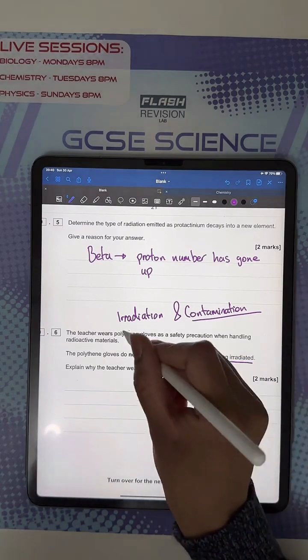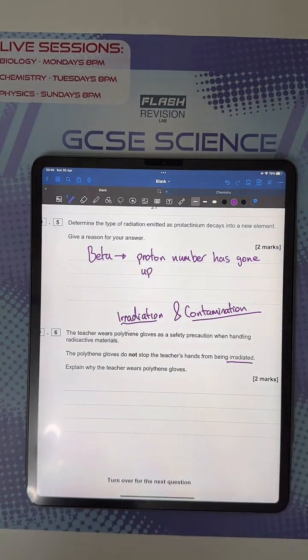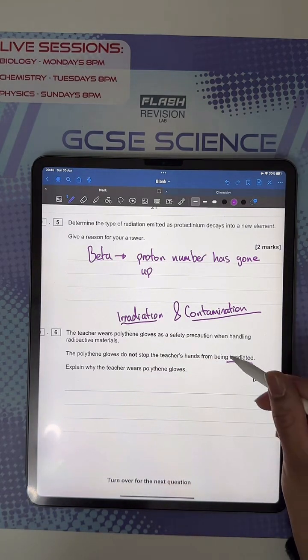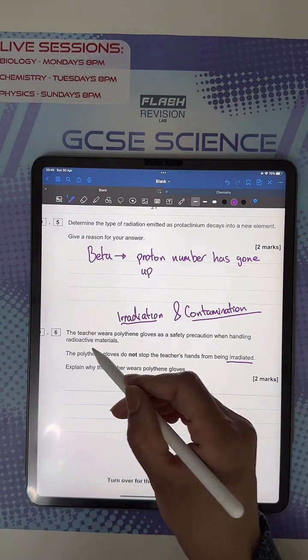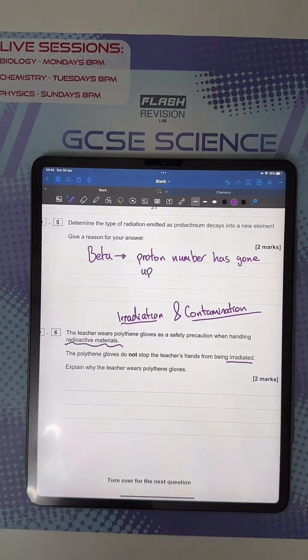Irradiation is something else. Irradiation is when there's something radioactive and it's not touching you, so it might be across the room from you, but the radiation can still reach you. So what this question is saying is the polythene gloves, so the teacher's wearing polythene gloves, it's not stopping them from being irradiated. So if they were not to touch the radioactive material, they're still going to get hit with beta radiation because beta travels through the air.